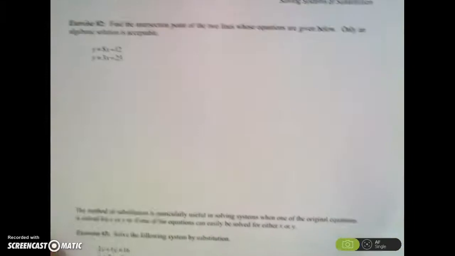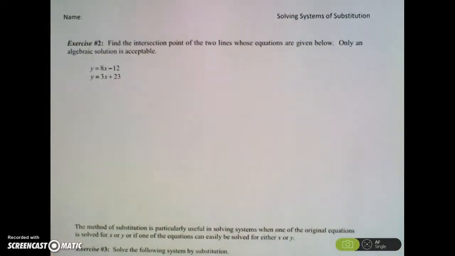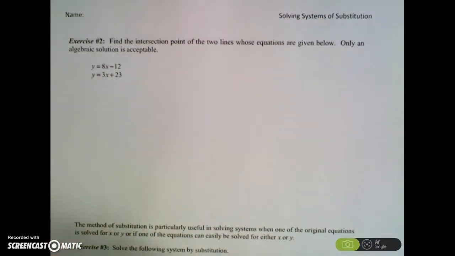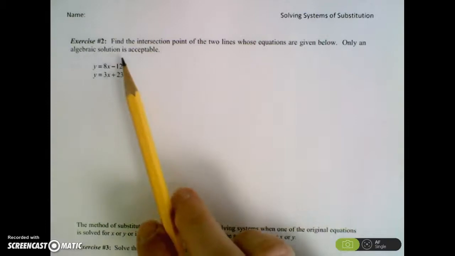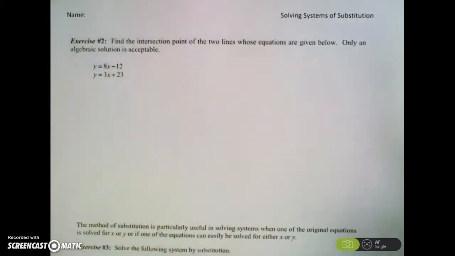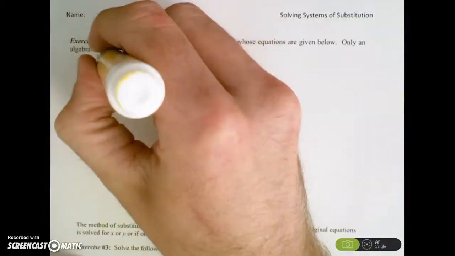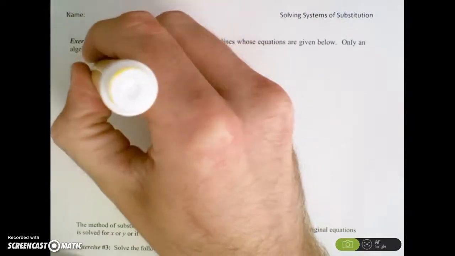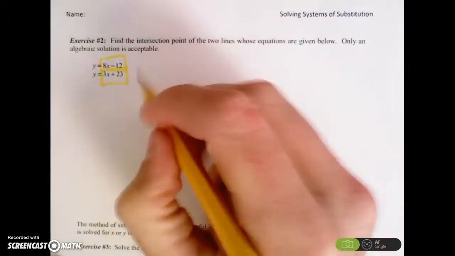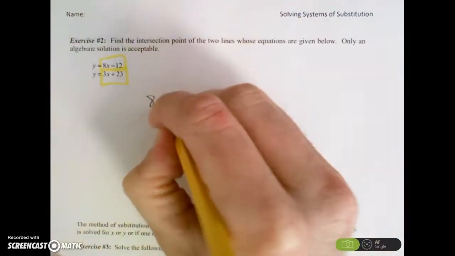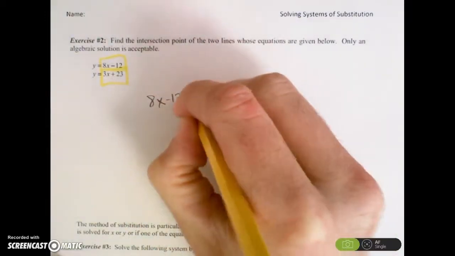So we look at exercise 2. It's very similar to the problems that we just did. It says find the intersection point of the two lines whose equations are given below. Only an algebraic solution is acceptable. So this one says you can't graph it. If you take a look, we're saying y equals this and y equals that. So if y equals both of those things, then those two things should equal each other because they each equal y.